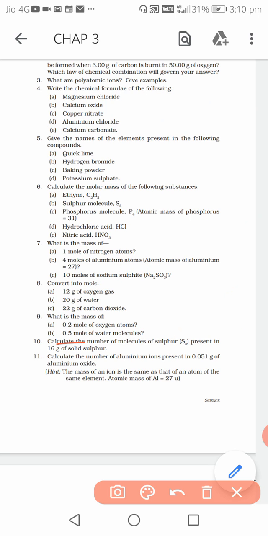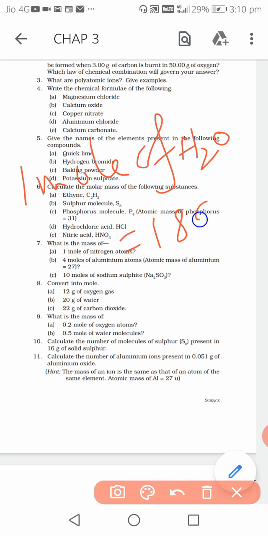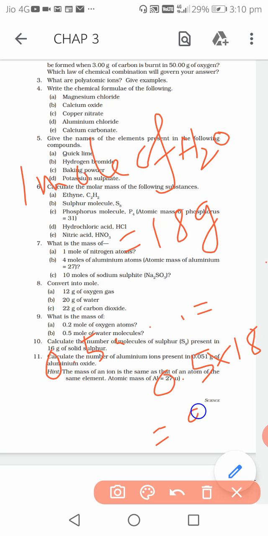Then 0.5 mole of water molecules. Just now we got the mass of water is how much? 18, isn't it? So we'll write it like this: 1 mole of water, H2O, is equal to 18 gram. How much mole is given? 0.5 mole of water will be how much then? 0.5 into 18. If you calculate, it is 9 gram.